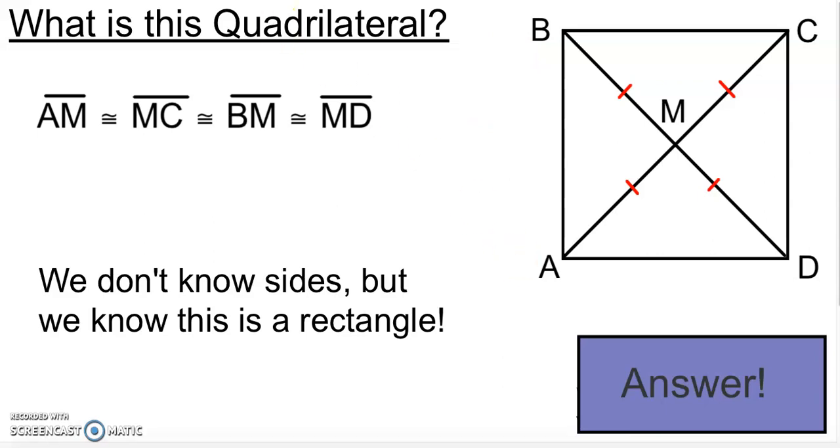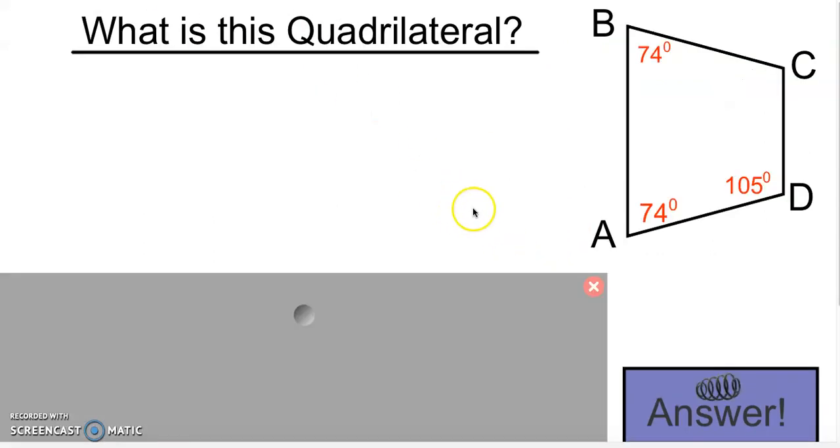Moving on to the third and last one. What kind of quadrilateral is this? We look at this and think, wow, this is screaming trapezoid. It has to be a trapezoid. But we've got math work to do first before we can make that determination and call it a trapezoid.